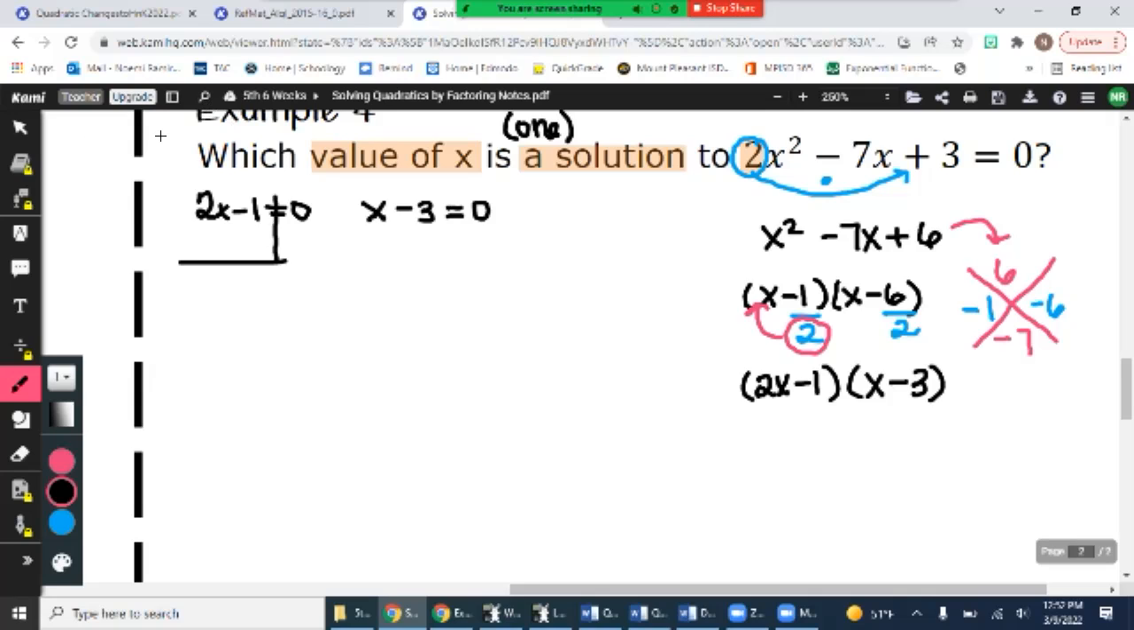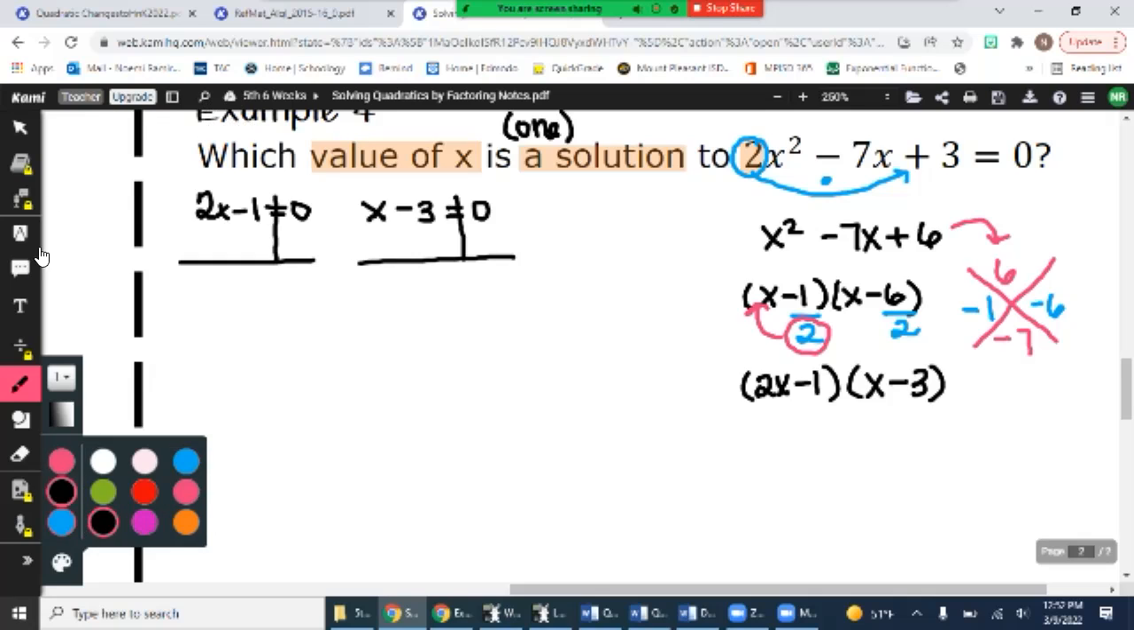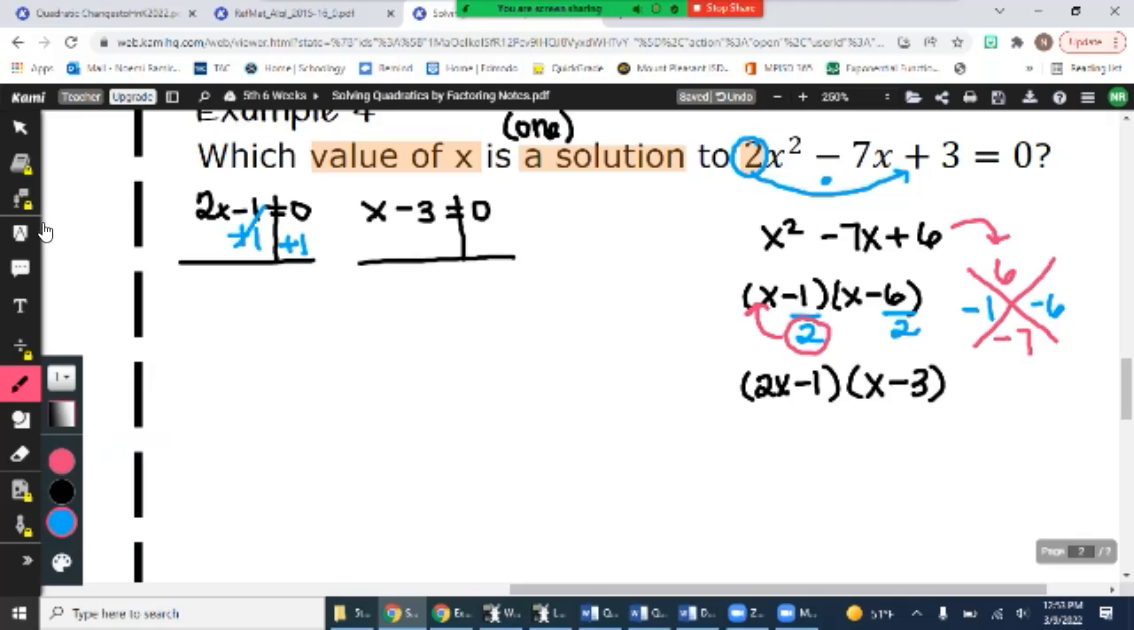All right. Let's solve. First step on the first one, +1. We get 2x equals 1. Last step, divide by 2. Some of you guys may notice a pattern. If you notice it, keep it to yourself. Most people have to go the whole way. And that gives us what? 1 over 2.